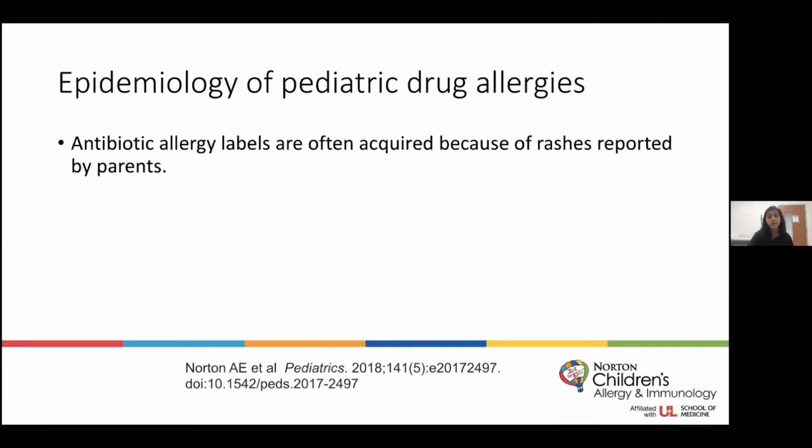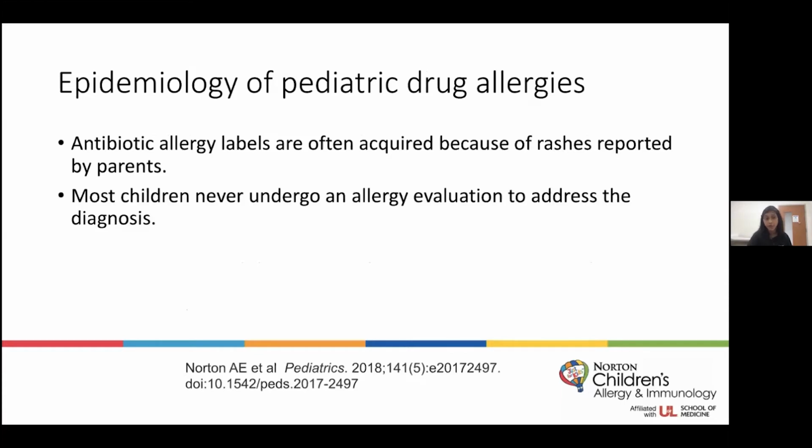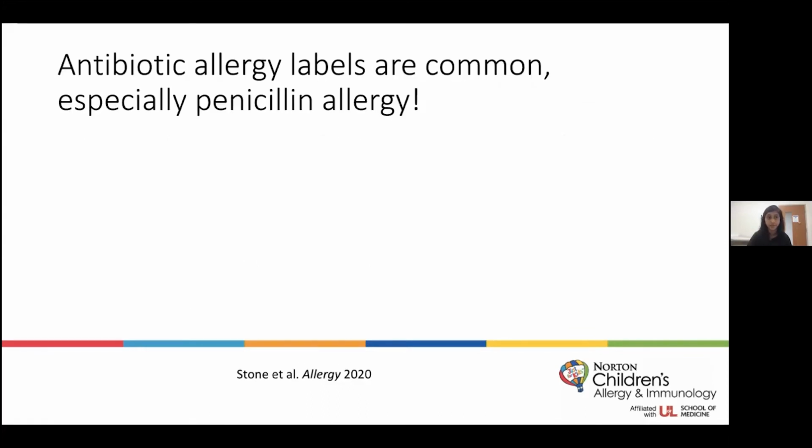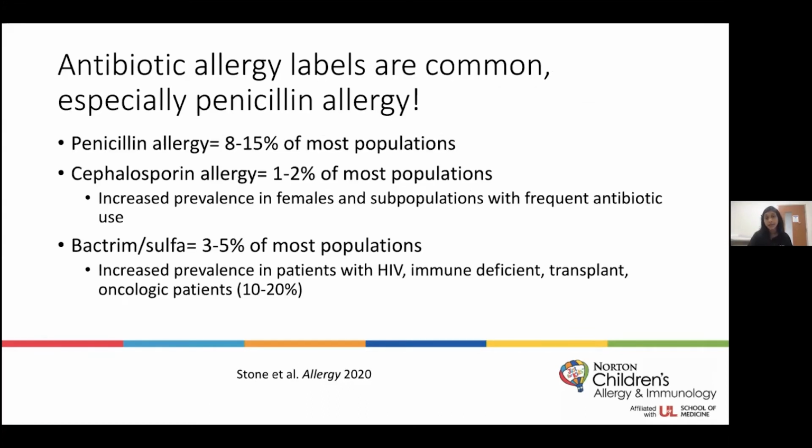Antibiotic label allergies are often acquired because they're reported by parents and they're never clarified, they never undergo drug allergy evaluation, and these labels stay in their chart through the adolescent years, even into their adult years. Antibiotic label allergies are common, especially penicillin allergies. It can be estimated that penicillin allergies can be seen in up to 15% of most populations. Cephalosporin allergy, 1 to 2% of most populations.